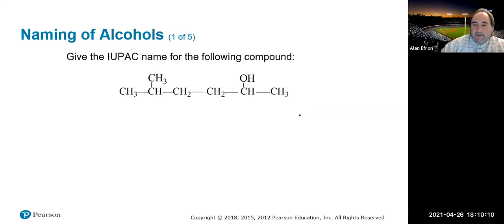Okay, so we're looking for, again, the longest continuous carbon chain that has the OH group. In this case, I think just straight across will do it. 1, 2, 3, 4, 5, 6. So there's a couple of ways you could do it. I'm just going to take the straightest, which is just straight here, again having that OH group attached to it.